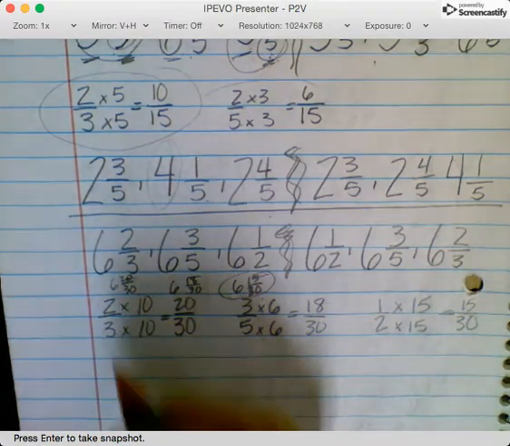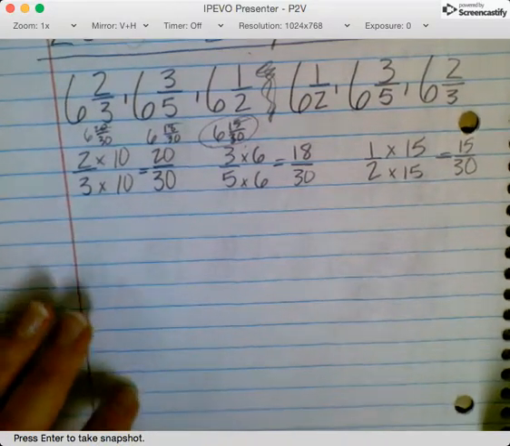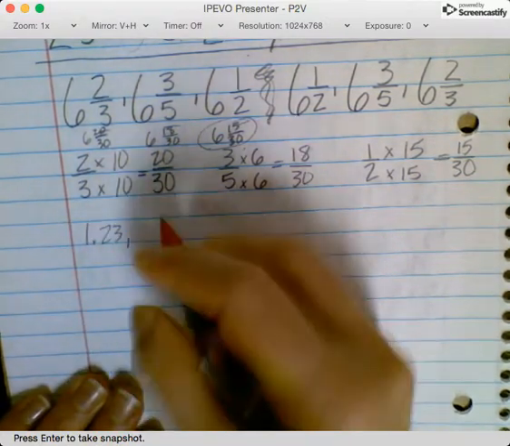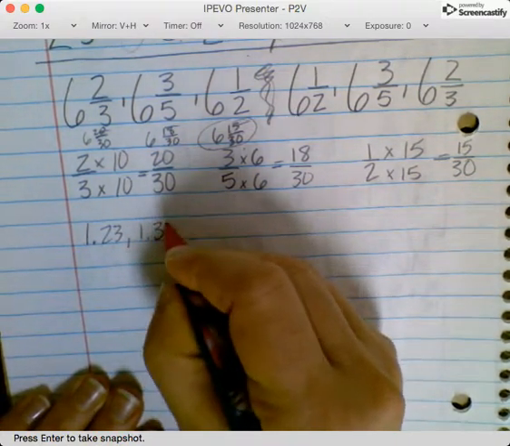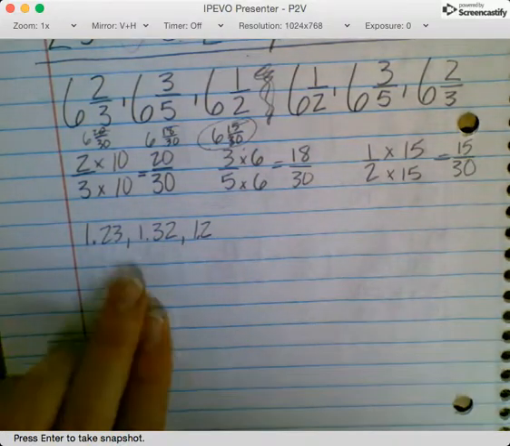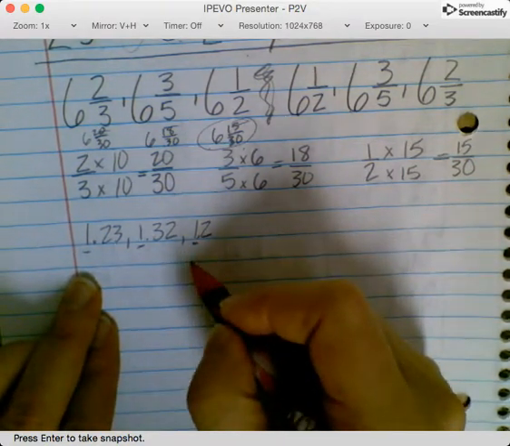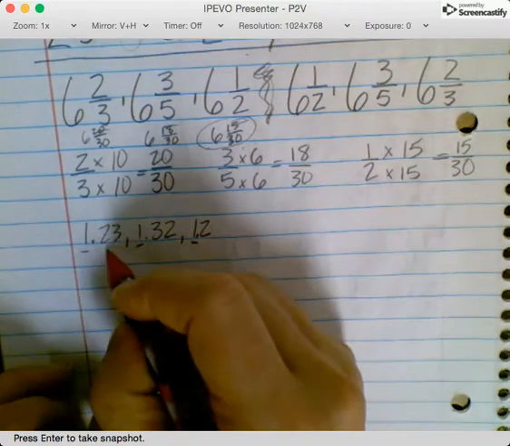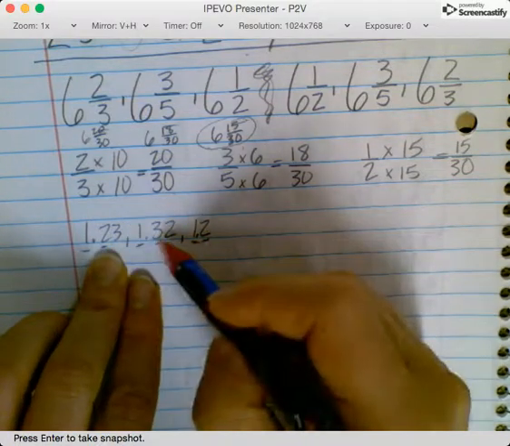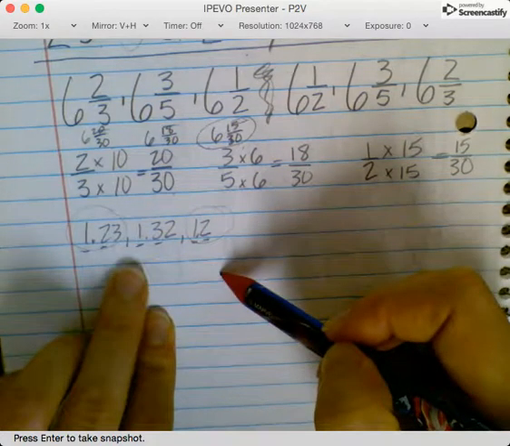Now let's go over decimals and just comparing decimals to decimals. So if I have 1 23/100, 1 32/100, and 1 2/10. The first thing I look at is the first digit. I go from left to right. The ones are all the same. Then I go to the next digit. My next digit is a 2, a 3, and a 2. So these two are the two smallest.